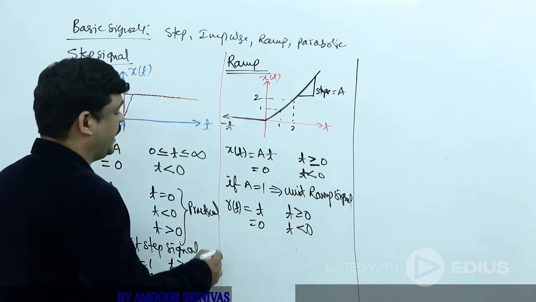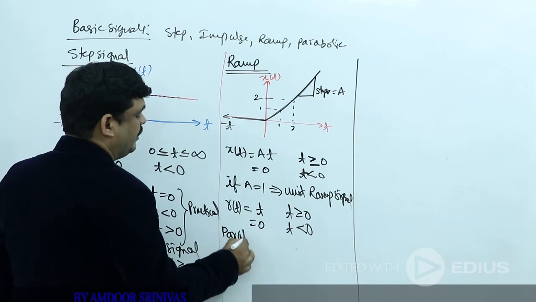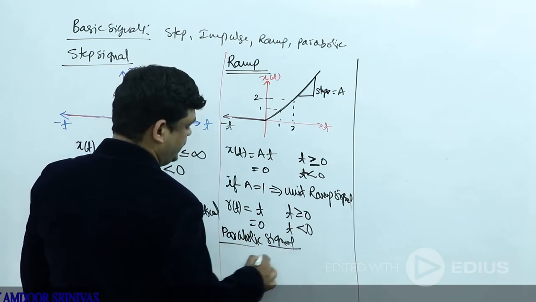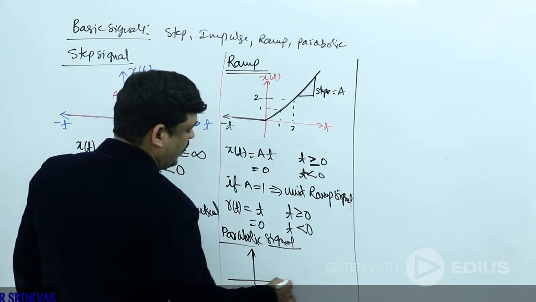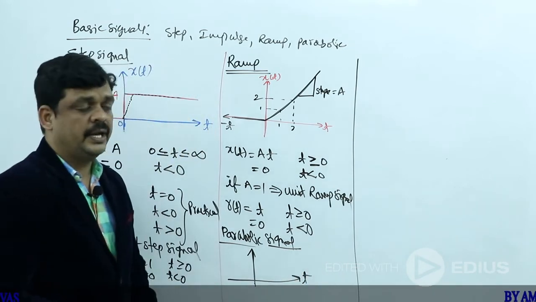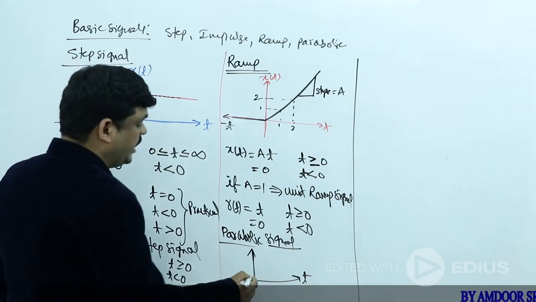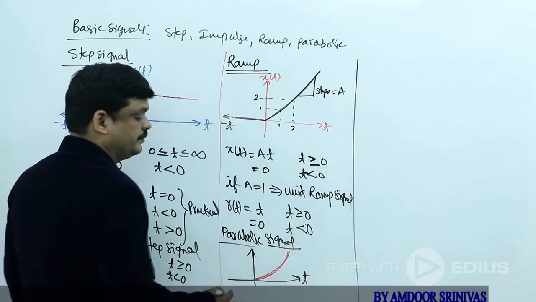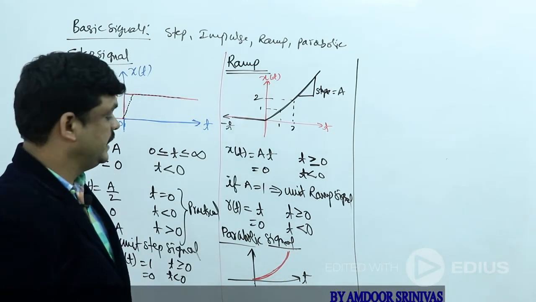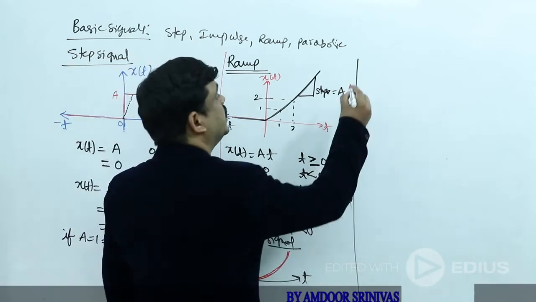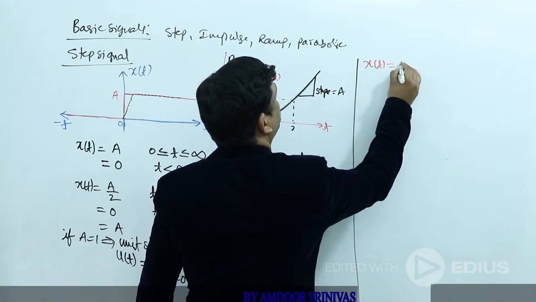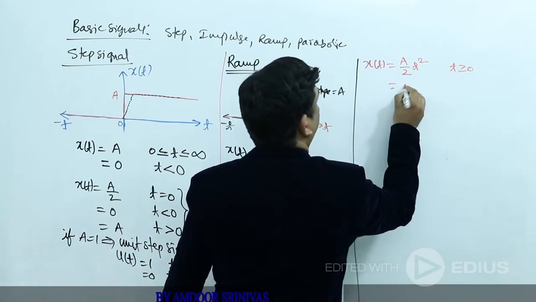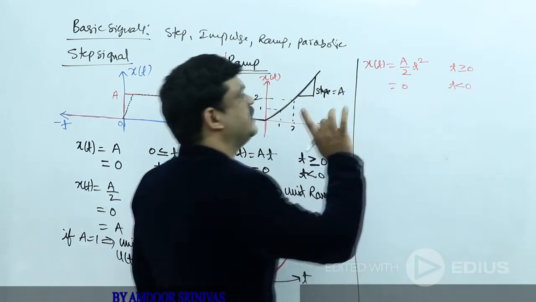And one more signal is there, the parabolic signal. Parabolic is a non-linear signal. That means the relation between the x-axis and y-axis, where the x-axis is the time axis and the y-axis is the amplitude axis, is not directly proportional. So the relation is non-linear. It should be like this: exponentially increasing or exponentially decreasing. These types of signals are called parabolic signals. The standard functional representation of the parabolic signal is a by 2 into t square for t greater than or equal to 0, and 0 for t less than 0. So please remember this representation.